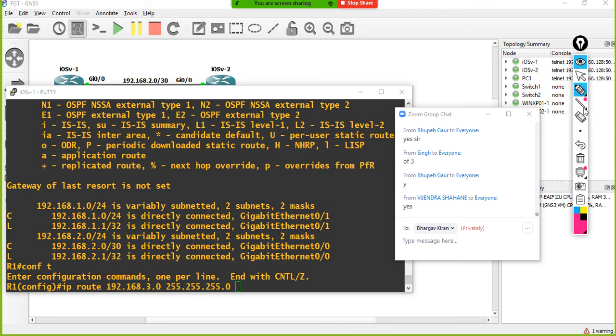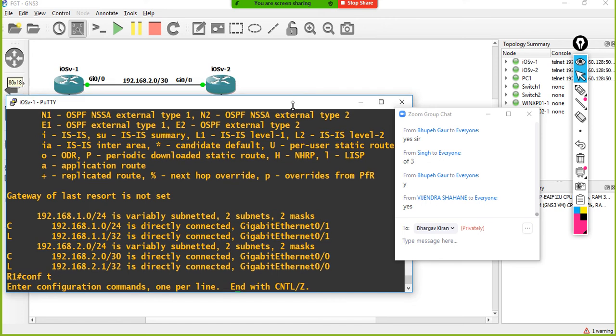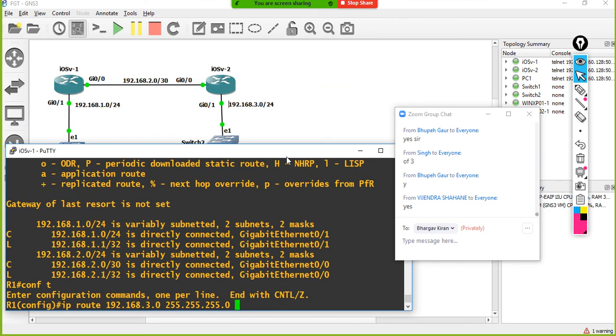Then after that here, guys, you need to specify the next hop IP. What is that? We need to specify the next hop IP. Next hop means what? Who is the next hop here? Next hop means the next router's immediate IP, guys. From router 1, the next router's immediate IP.